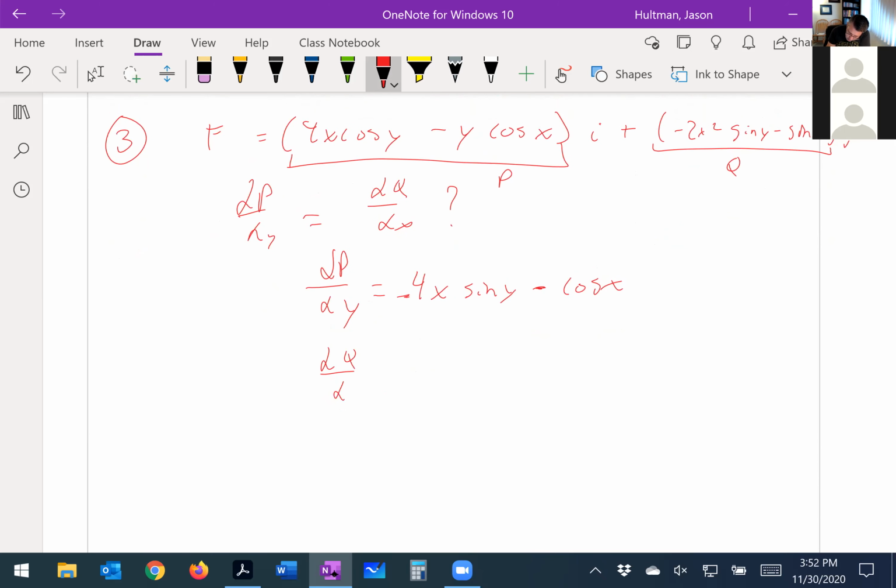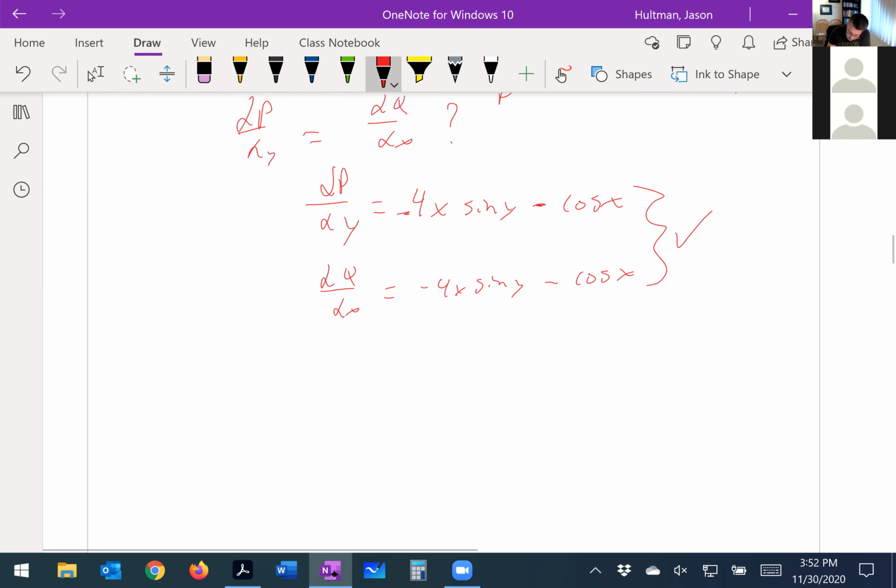Okay, dq dx, what is that guy? Well, that's going to be negative 4x sine y minus the cosine of x. Yeah, so that checks. Okay, so it is conservative. So we want to know f is equal to the gradient of some f, right? Which is going to be equal to f sub x i plus f sub y j.